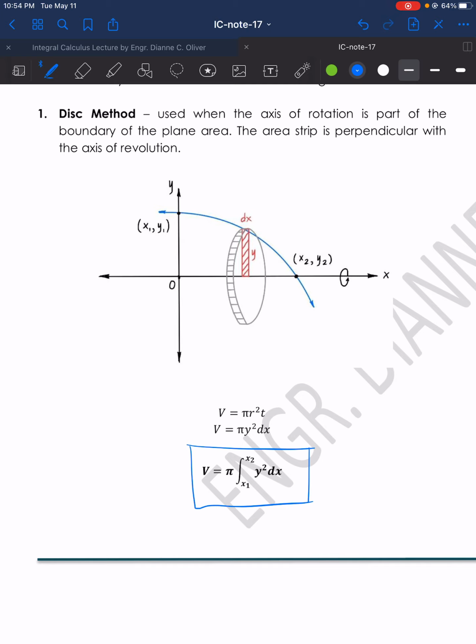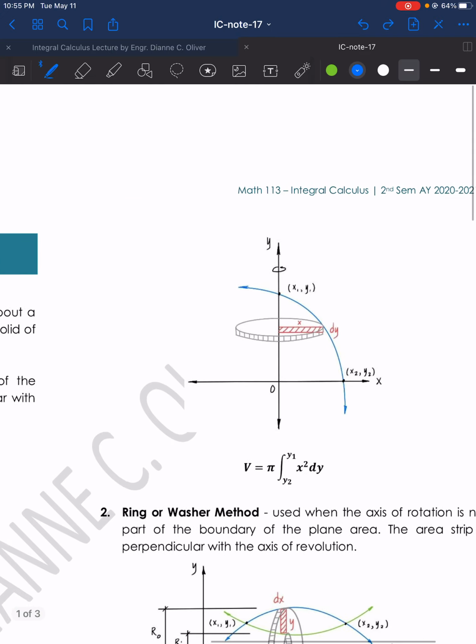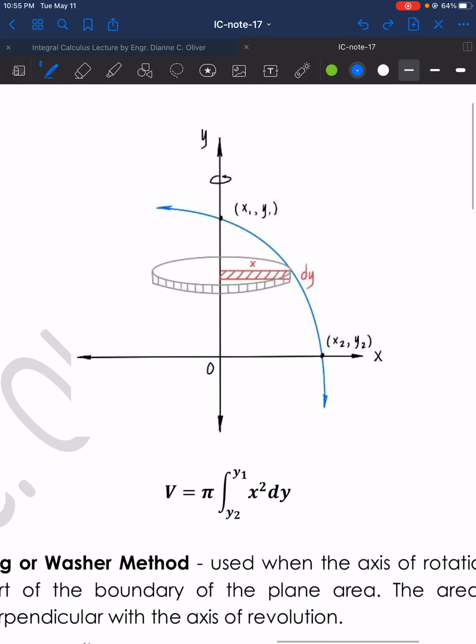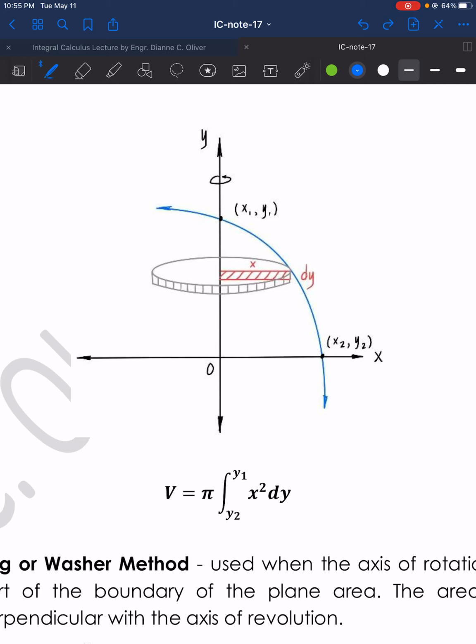Now how about if we use the other boundary? So we have the other boundary, which is the y-axis. So if we use the y-axis as the axis of rotation, then in this figure we will have a horizontal area strip. If we are considering the disk method, then we have a horizontal area strip. So this area strip is attached to the y-axis. Now, if you rotate it about the y-axis, it will create a coin or a disc.